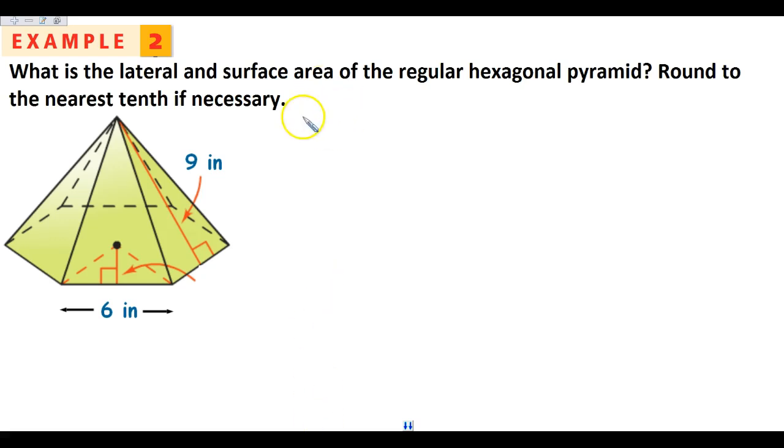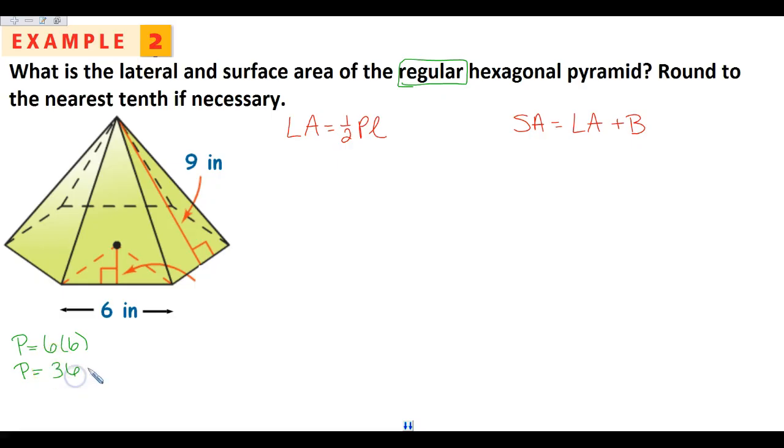So let's start off by writing our formulas, and we can see what pieces we're missing. So my lateral area is 1/2 perimeter of the base times slant height. And then my surface area is my lateral area plus my area of my base. So things that I need, the perimeter of my base. So my perimeter is going to be 6 plus 6 plus 6, and so on. So it's 6 times 6 because there are 6 sides. Because we know that it is, because it says that it is regular. So that's an important piece of information there. So the perimeter of my base is going to be 36 inches.